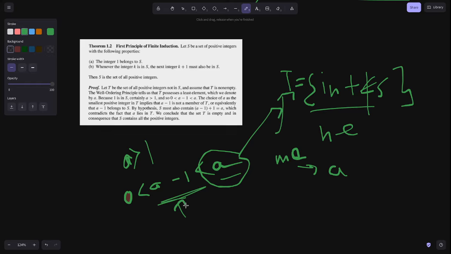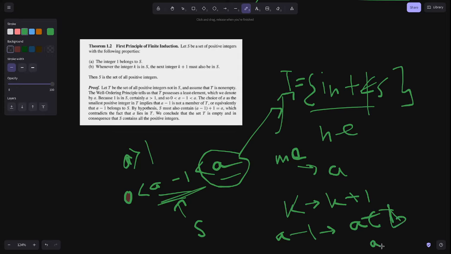So this is in S, right? But S has a condition: if k belongs in S, so does k plus 1. So if a minus 1 belongs in S, so does a. So that means a belongs to T and a belongs to S, ignore my handwriting, which is not possible, right? Because T is the set of everything that does not belong in S.